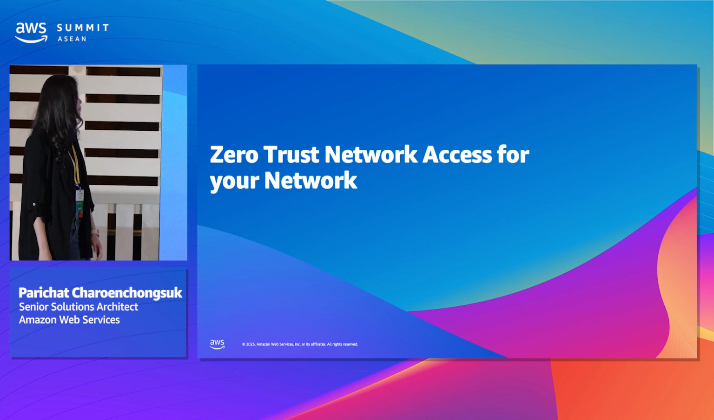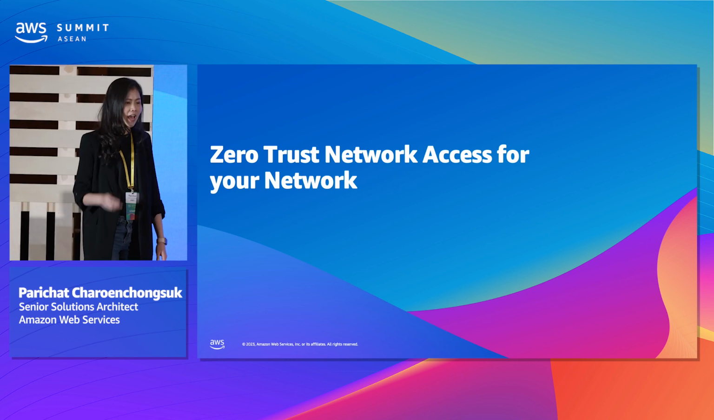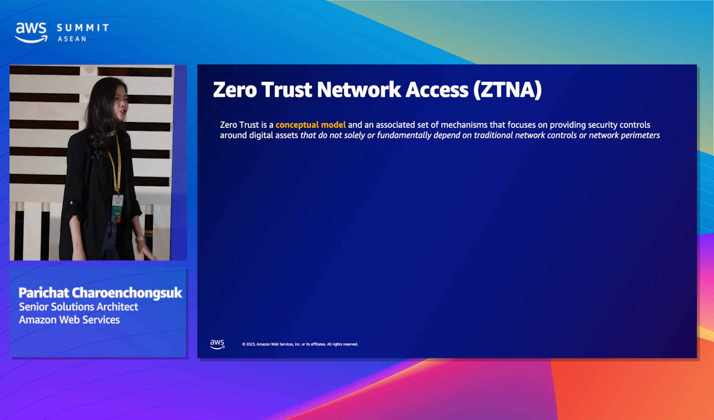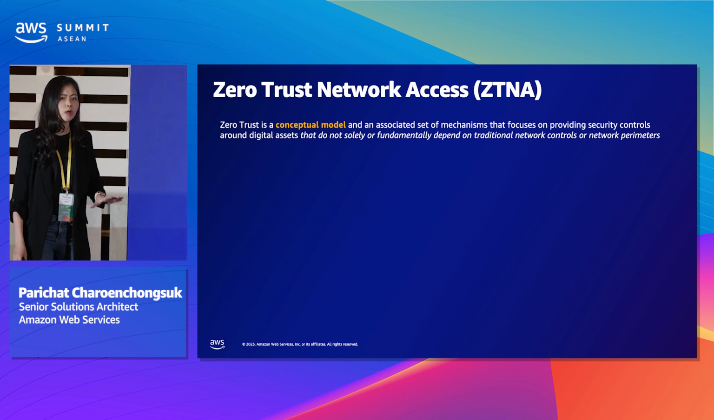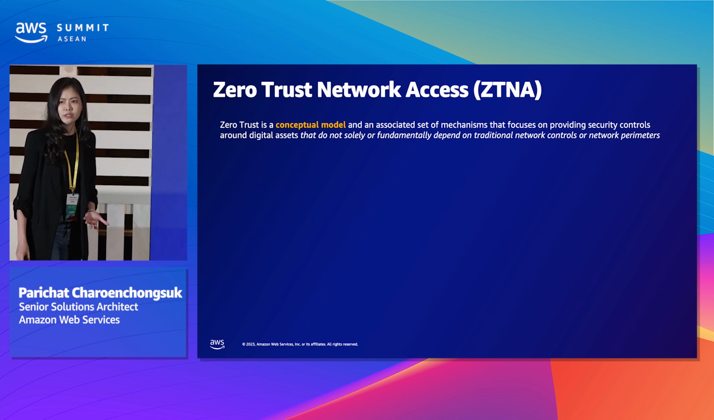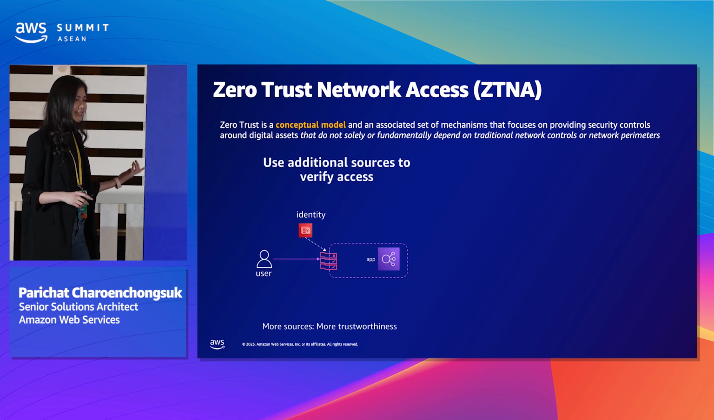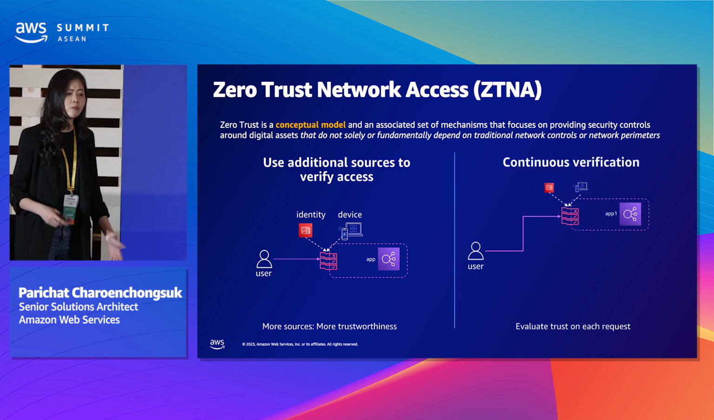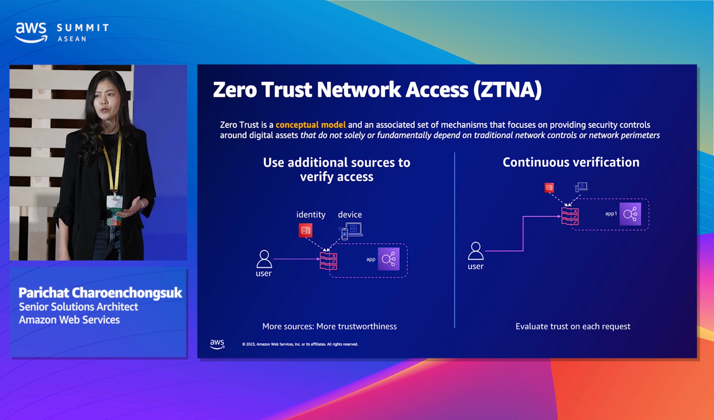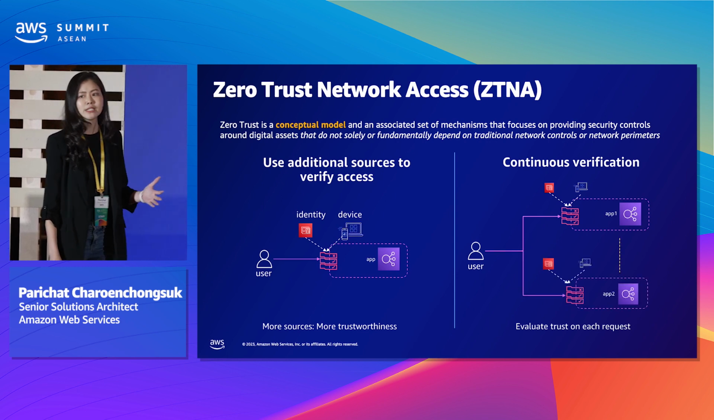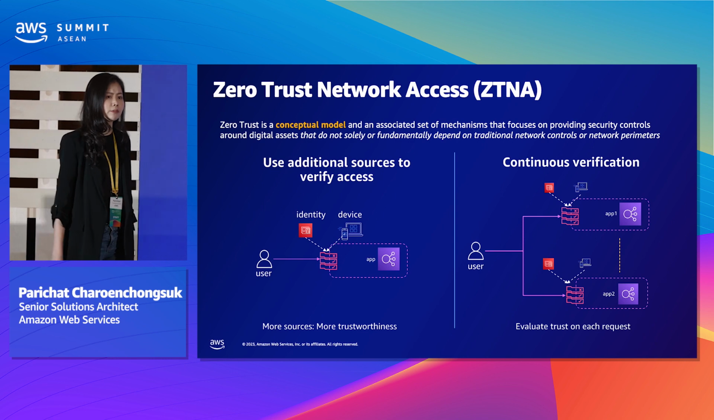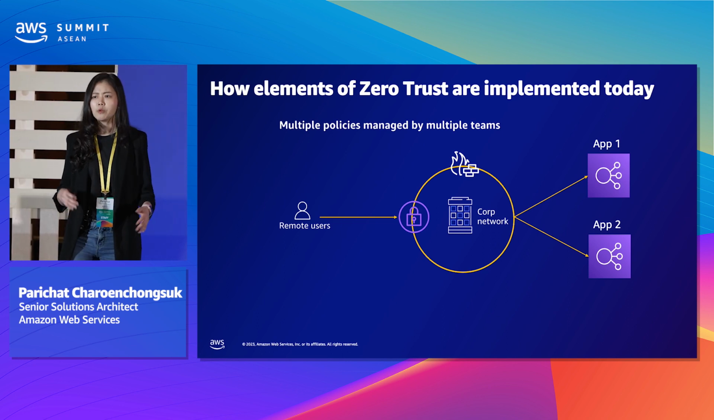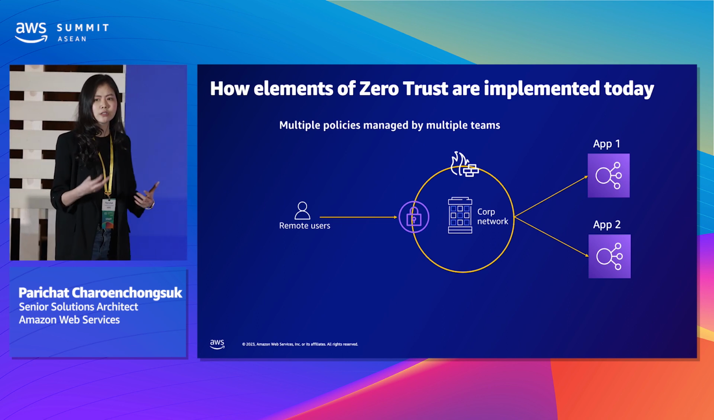So today I'm going to talk about Zero Trust Network access. At AWS, we believe that Zero Trust is a conceptual model, that you shouldn't rely on just network parameters, but you should also use non-network-based controls, like identity or device posture, to your application, and continuously verify every request that comes into your application, even if it comes to the same application or from the same user. But in the traditional way, it's quite complex if you want to implement a Zero Trust solution.